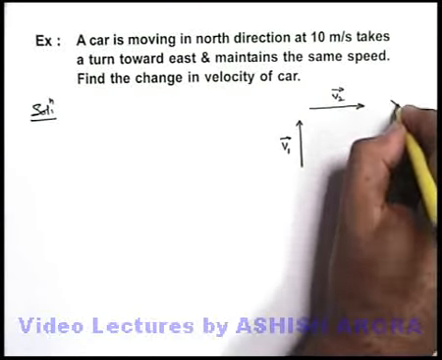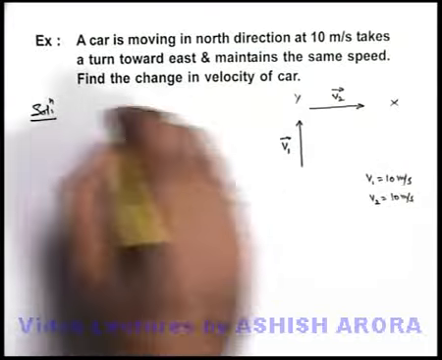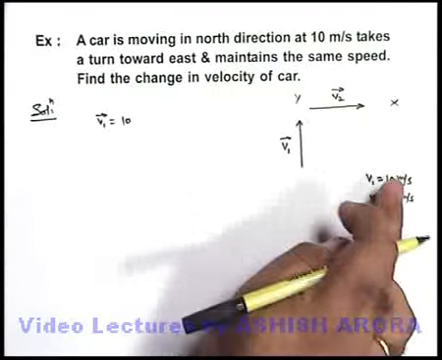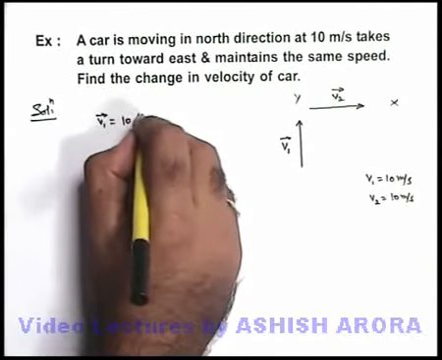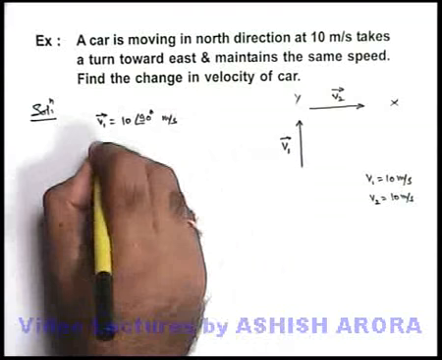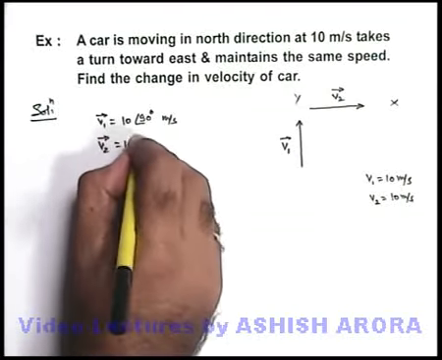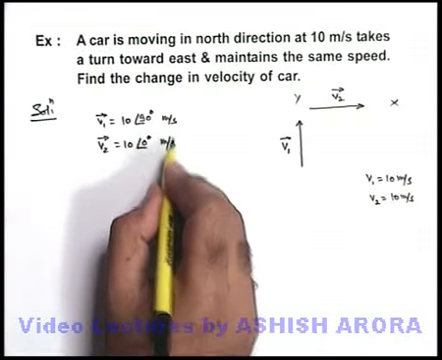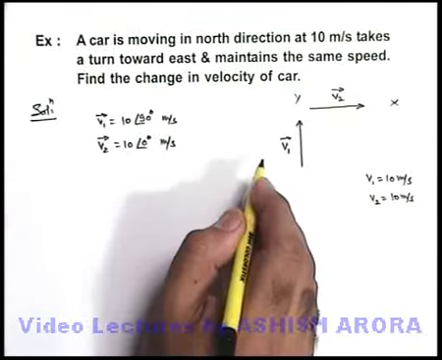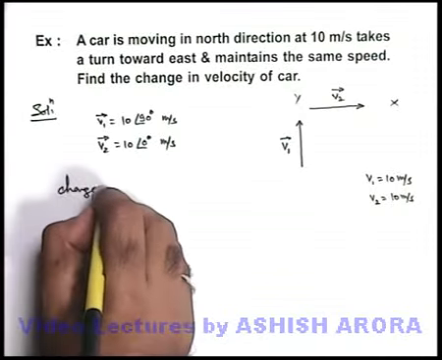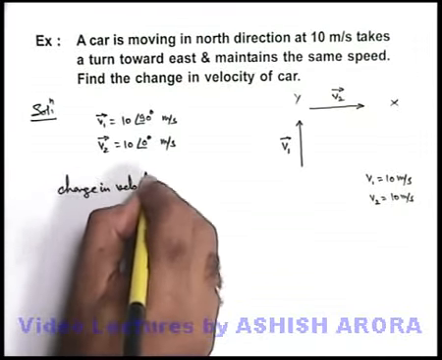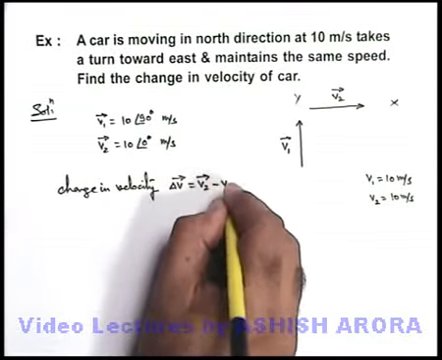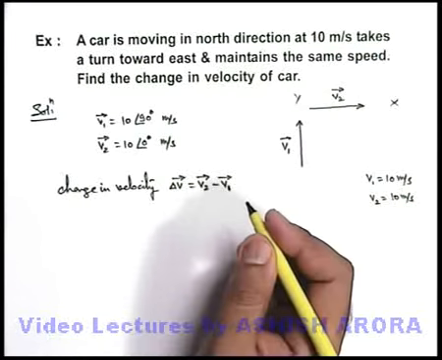Here, if we consider east along x direction and north along y direction, this V1 vector can be written as 10 is the magnitude, angle 90 degrees, meters per second, and V2 vector can be written as 10 angle 0 degrees meters per second. This is the mathematical representation of the two velocities. If we find out the change in velocity, delta V vector can be written as V2 vector minus V1 vector, that is final velocity minus initial velocity.